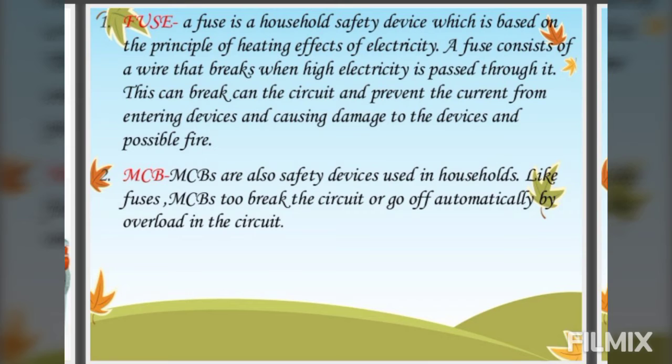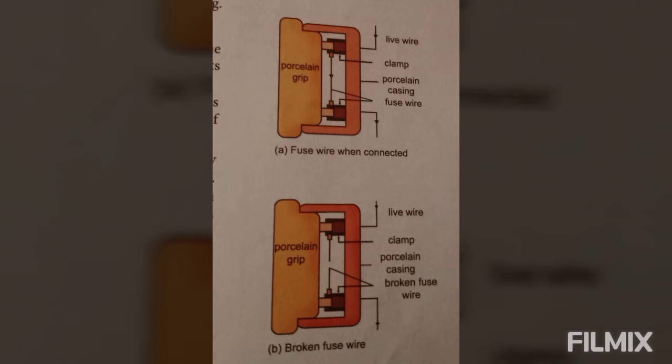It is made up of an alloy containing equal amounts of lead and tin. It melts at about 200 degrees Celsius. Fuse wire has higher resistance and its temperature rises much faster than the connecting copper wire in case of overload. That's why it is used, because it has a very high resistance. It is always placed in the live wire at the entry point of the current, which you can see is shown in the figure. Fuse wire when it is connected and fuse wire when it is broken.